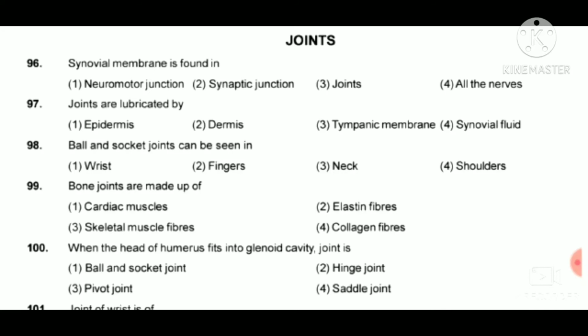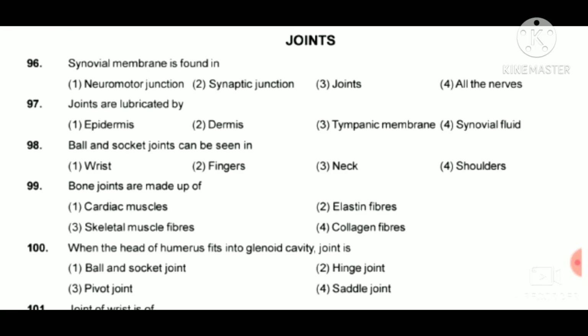Ball and socket joint can be seen in number 1 wrist, number 2 fingers, number 3 neck, number 4 shoulders. Ball and socket joint is a type of synovial joint in which ball shaped surface of one rounded bone fits into the cup like depression of another bone, and these joints are basically found in the bones of the hip and the shoulder region. So the answer is option number 4, shoulders.